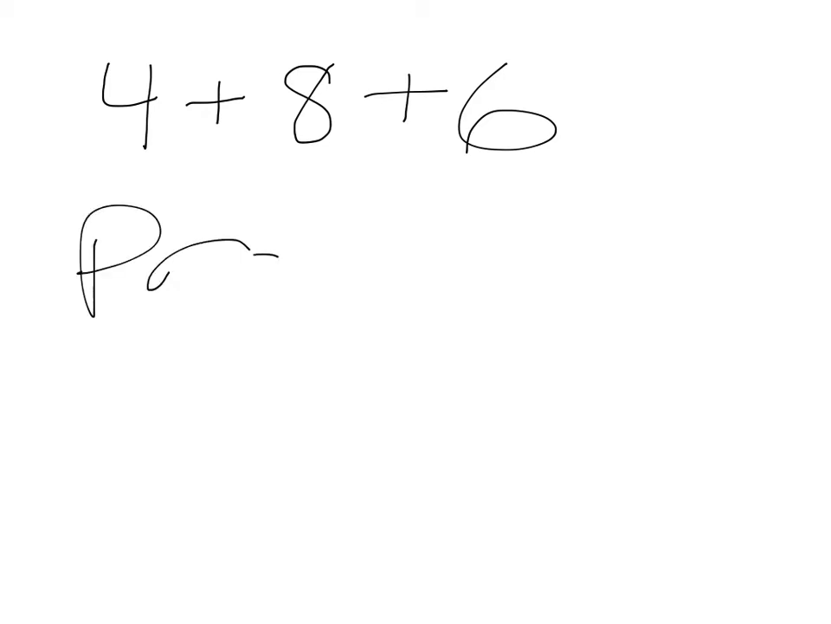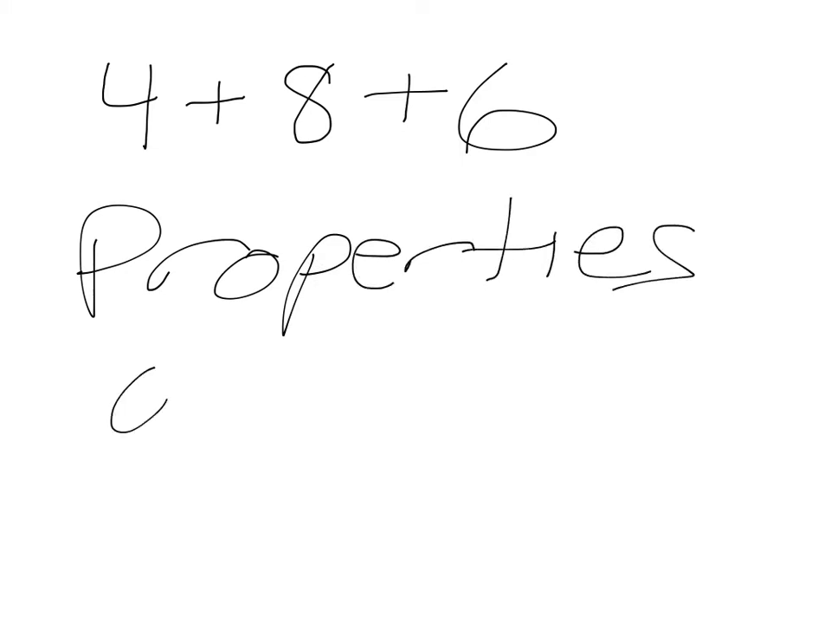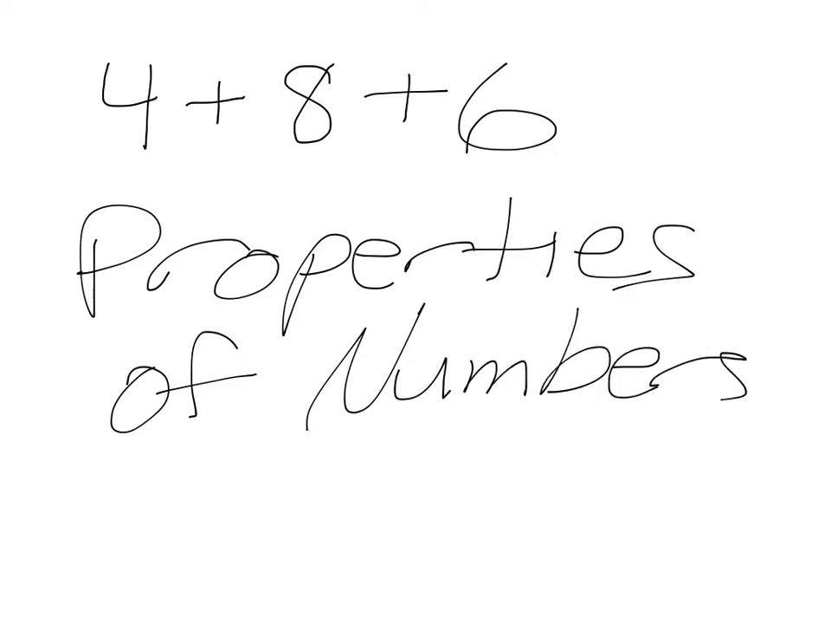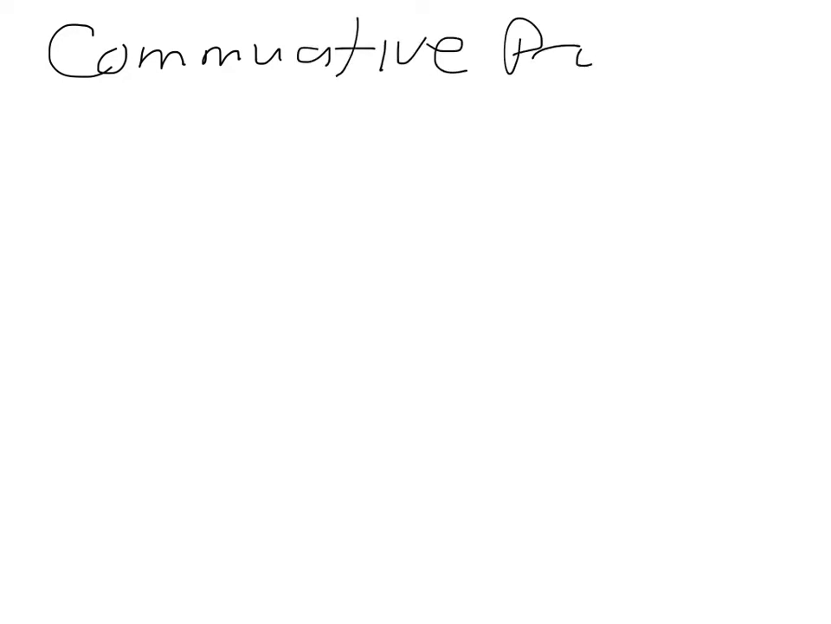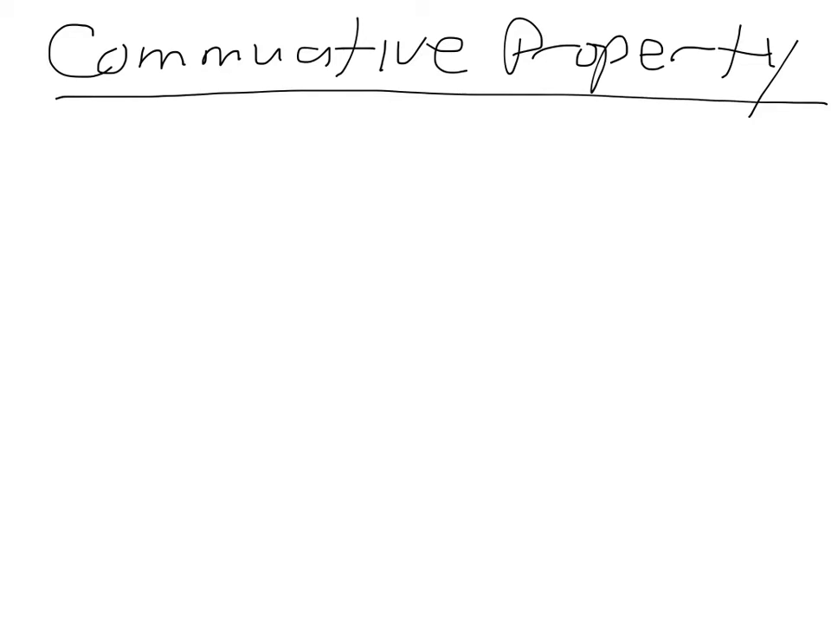Today's topic is the properties of numbers. So let's start with the first property. And the first property is the commutative property. The commutative property, there are two different commutative properties.